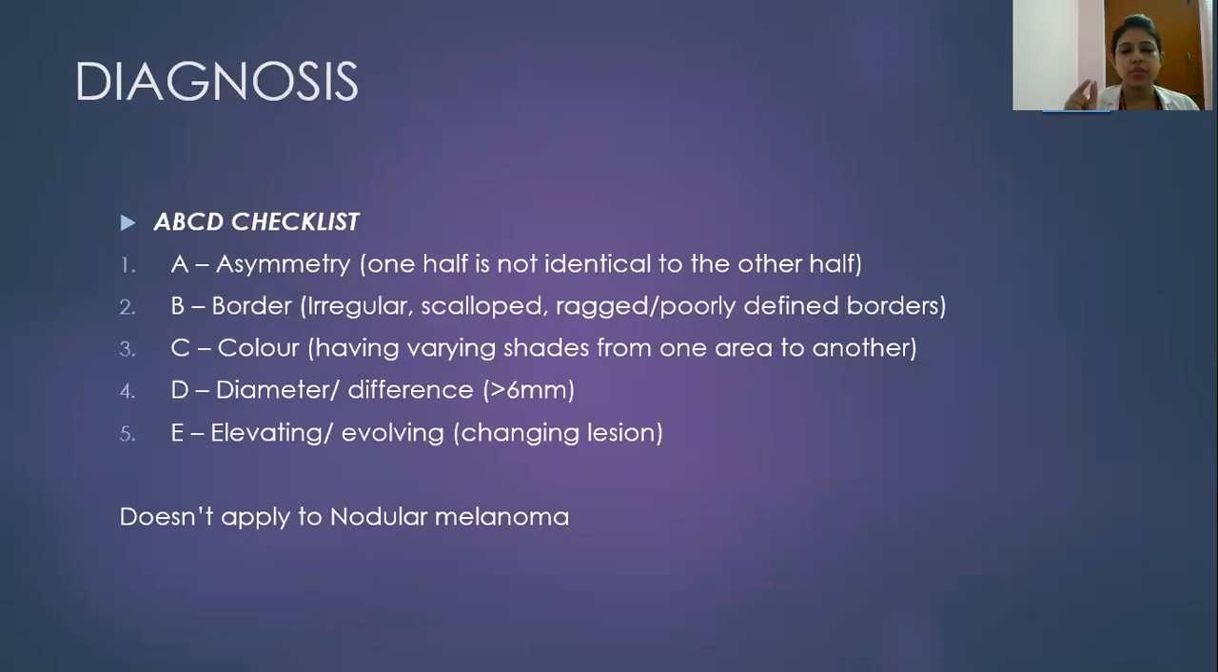Then diagnosis, the main thing is the ABCD checklist. Basically, we should look for asymmetry of the lesion, the border, whether it's irregular, and color, whether multiple colors are present in the lesion, diameter, whether it's more than 6 mm or not, and elevation, evolving lesion. These are what we look for in diagnosis.